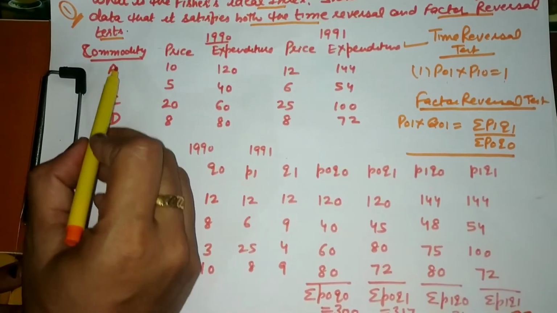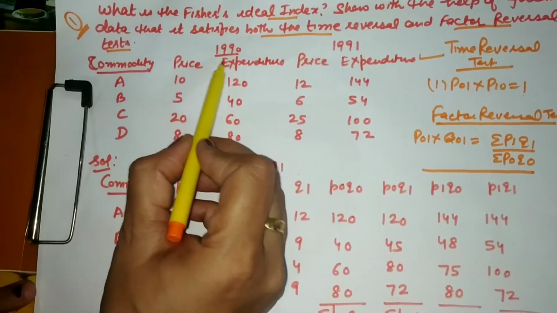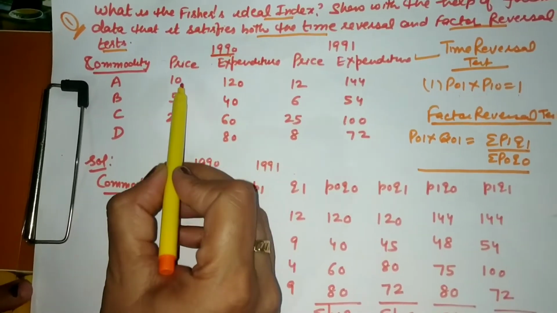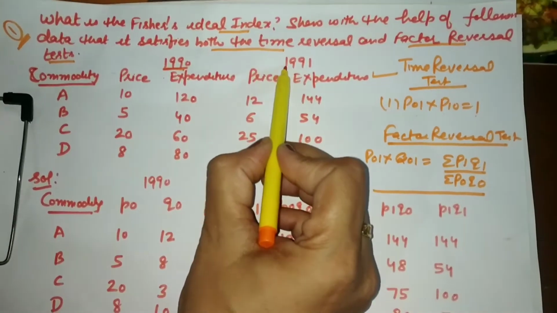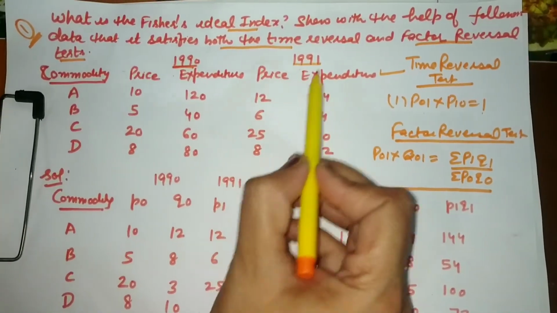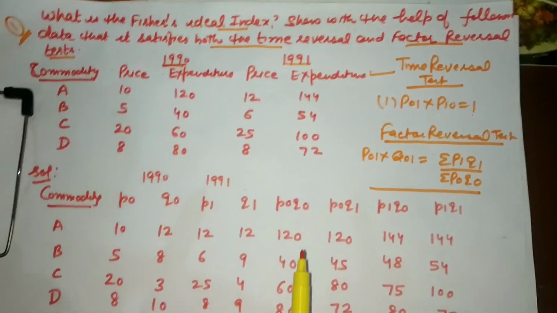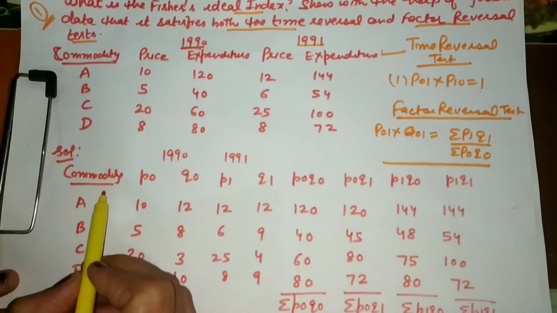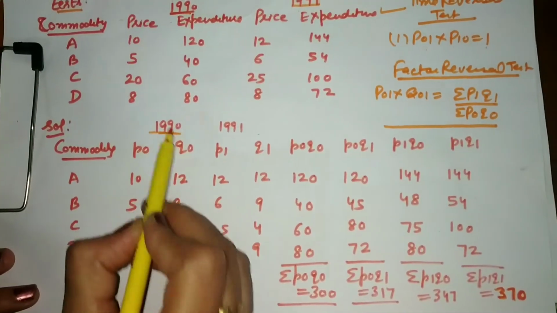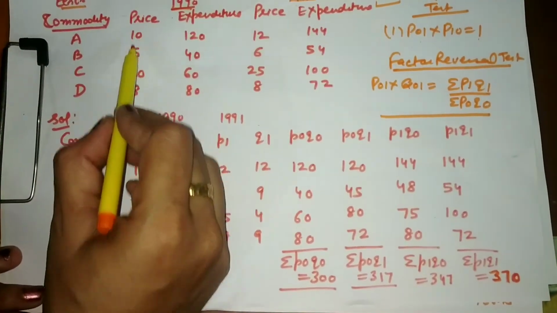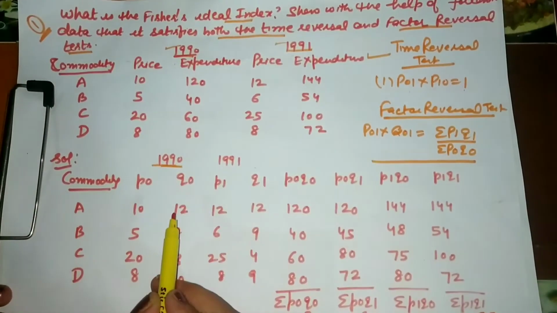So the statement is given: commodities A, B, C, D are given, and the price and expenditure of 1990 are given, 10, 5, 20, and the expenditure is also given. Similarly, the price and expenditure of the 1991 year is also given. So, firstly, I will check out the Fisher-Ideal Index. I am taking 1990 as the base year and 1991 as the current year.